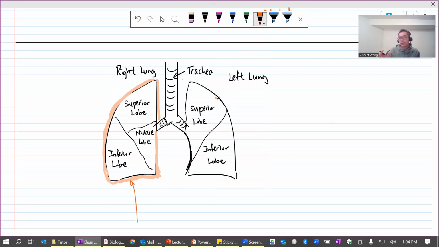Now that is a layer that goes around the entire lung, and it's touching the lung. So it's called the visceral pleura. Visceral pleura. You might remember the heart, right? The heart has the pericardium, which also has a visceral layer, right?